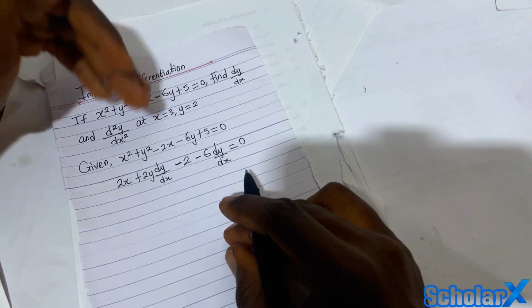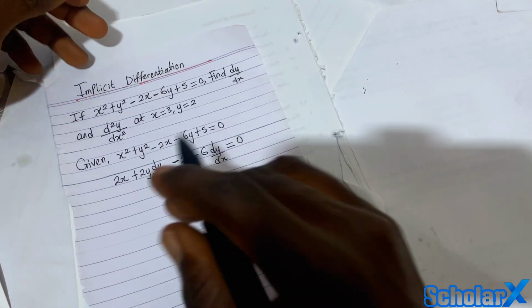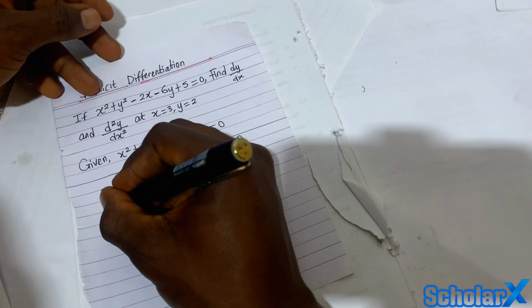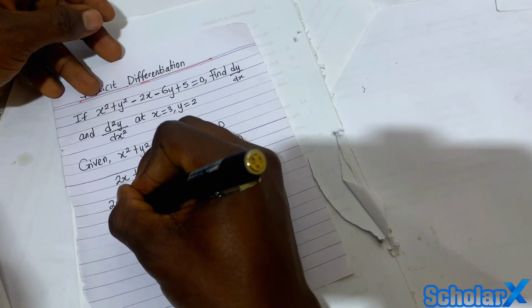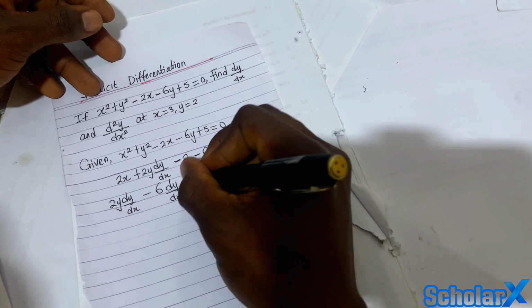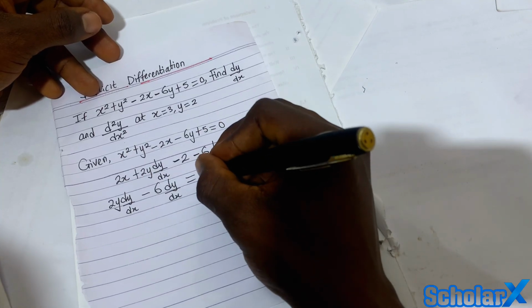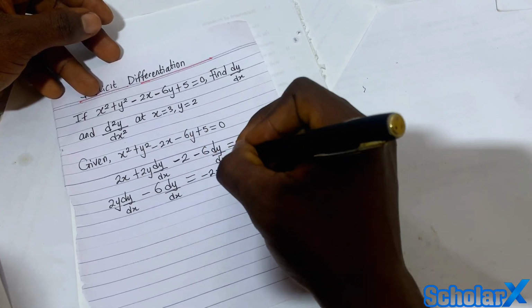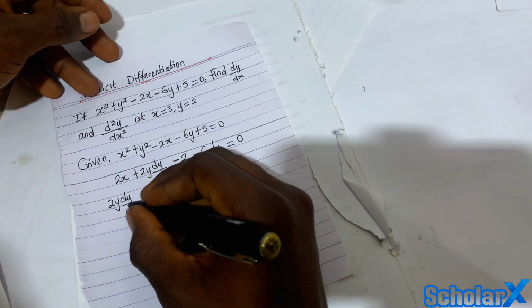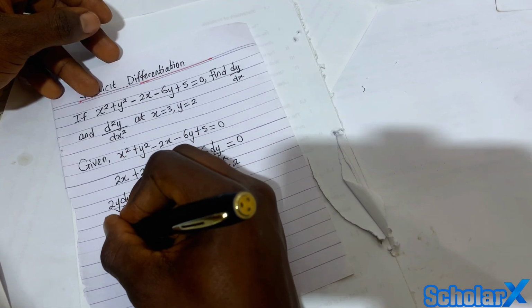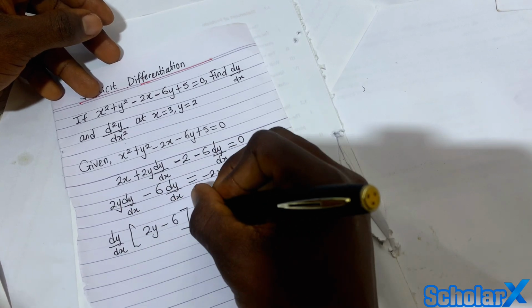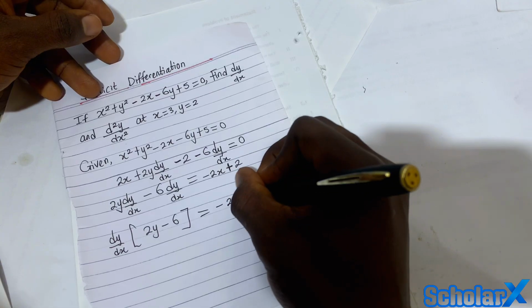So what we're going to do now is leave everything that has the dy/dx on the left hand side and take everything that does not have the dy/dx to the right hand side. So we're still left here with 2y dy/dx minus 6 dy/dx, because they both have dy/dx, is equal to, take 2x this side becomes minus 2x, take minus 2 this side becomes plus 2. All right. So now, if you check both sides here, the dy/dx is common. So the dy/dx is going to be, in bracket, 2y minus 6, is equal to minus 2x plus 2.